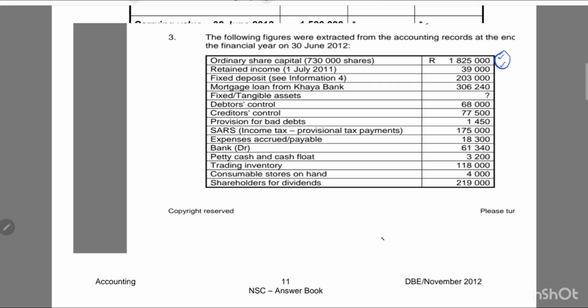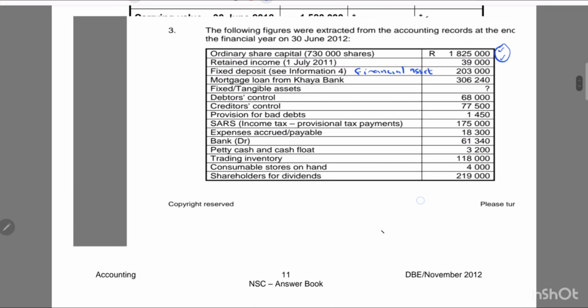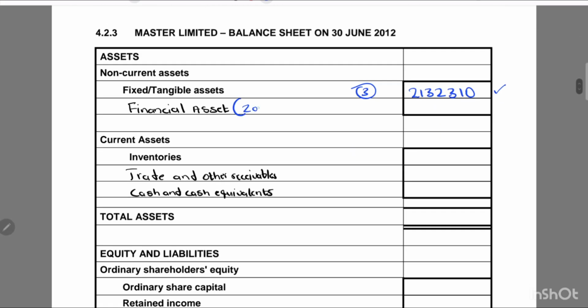Alright, our fixed deposit, let's go and record it. When we talk about fixed deposit, it's also known as what? As financial asset. It can be financial asset or fixed deposit or investment. Please note that one. Then on our trial balance under fixed deposit, we are given how much? We are given 203. I'm recording whatever I'm given in brackets.